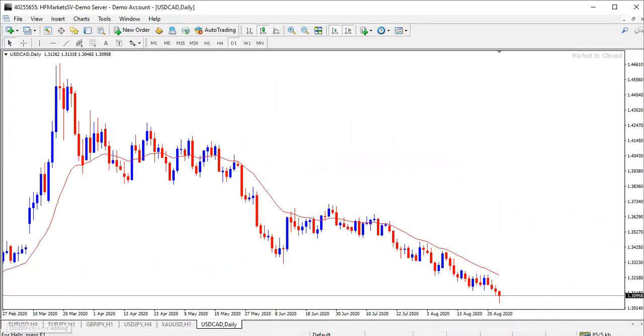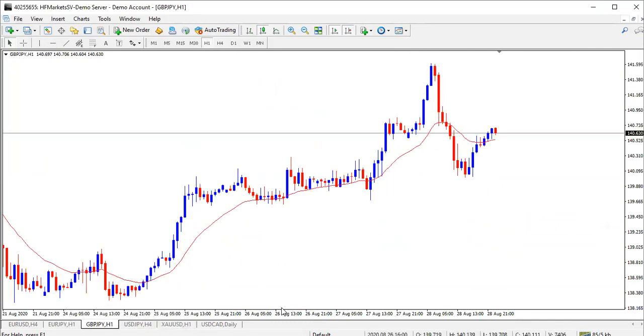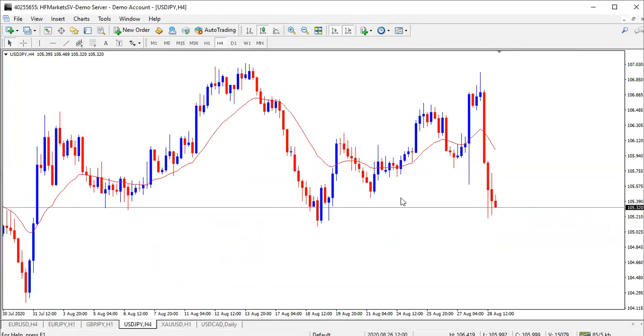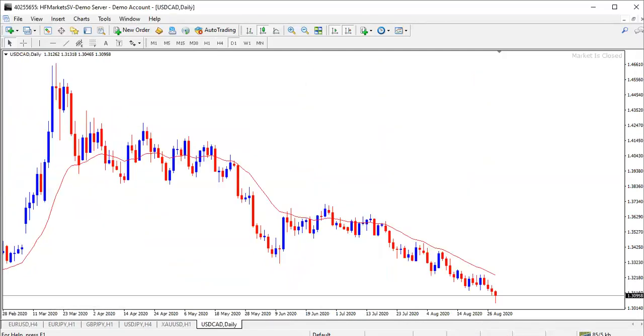Either it is Euro USD or Euro JPY. By the way, Euro JPY means Euro against Japanese yen. GBP JPY means the British pound against Japanese yen. USD JPY means US dollar against Japanese yen. XAU USD means gold. XAU is gold. So XAU USD means gold against the dollar. So that said, that's fundamental and we need to understand that.